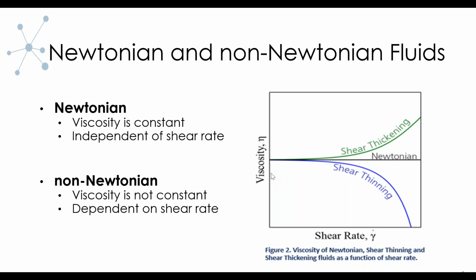For non-Newtonian fluids, as the shear rate increases, the viscosity changes, and you can either have shear thickening or shear thinning. However, if you have a fluid that does not show this change in viscosity as a function of shear rate, the viscosity stays constant, then that is a Newtonian fluid. So we say that Newtonian fluids have a viscosity that is constant and independent of shear. For non-Newtonian fluids, viscosity is not constant and is dependent on shear.